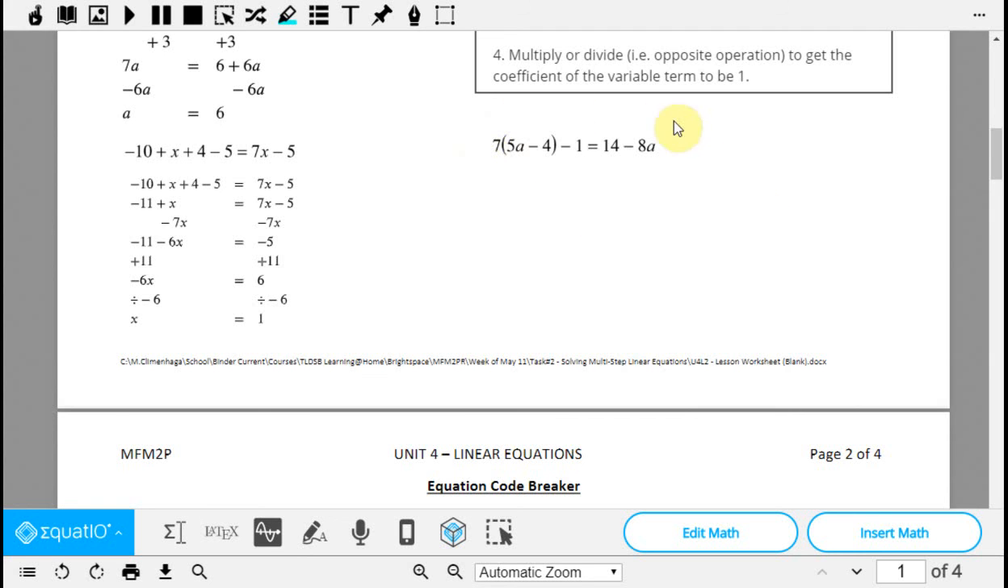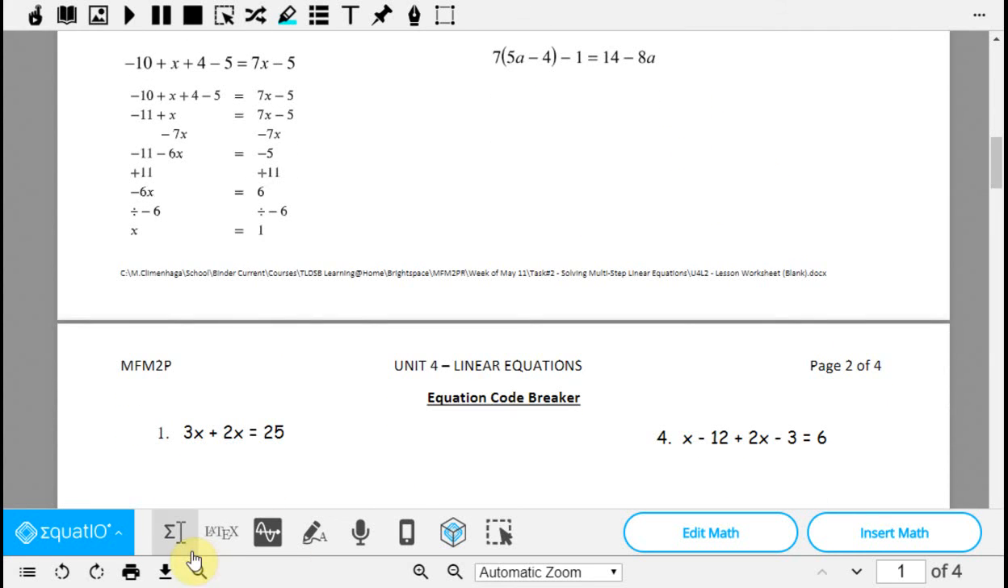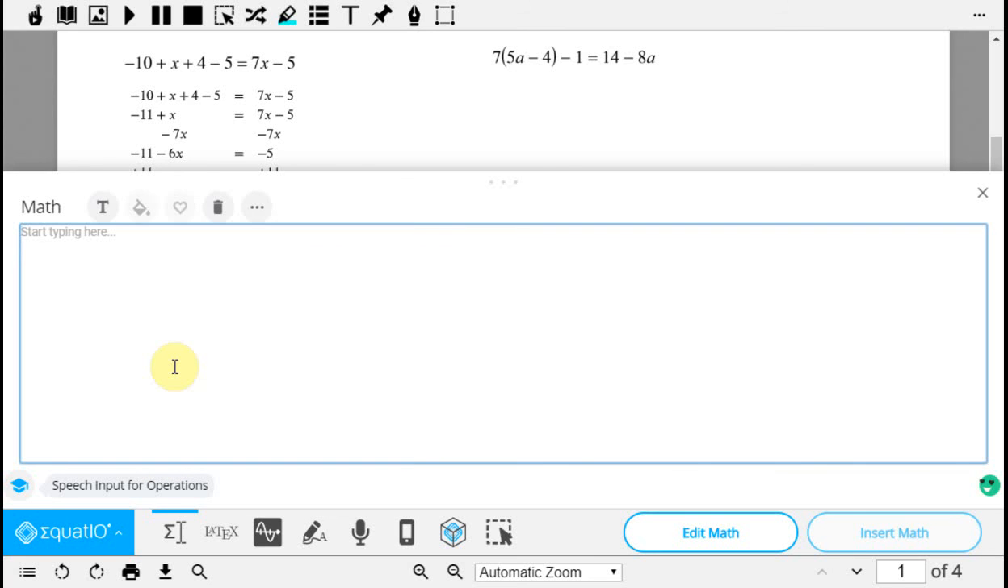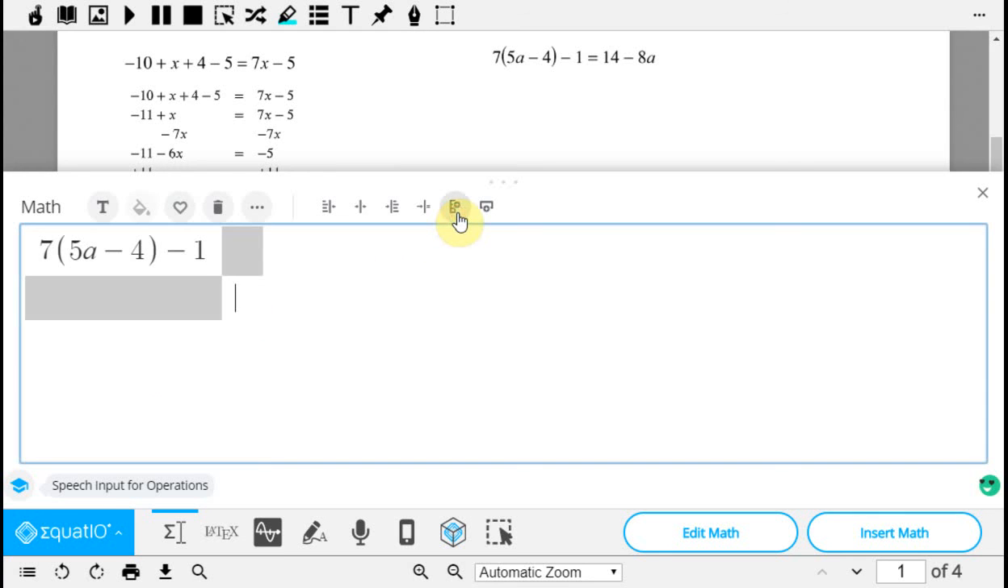And finally, this equation here that has a bracket in it: 7 bracket 5a minus 4, minus 1, that's equal to 14 minus 8a.